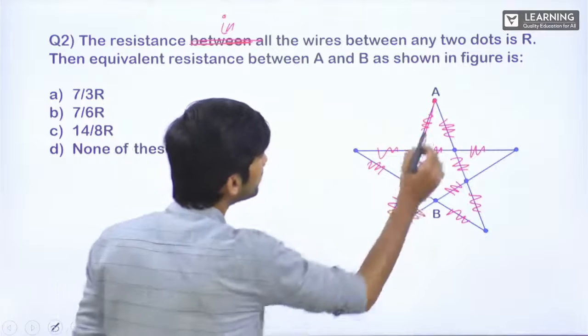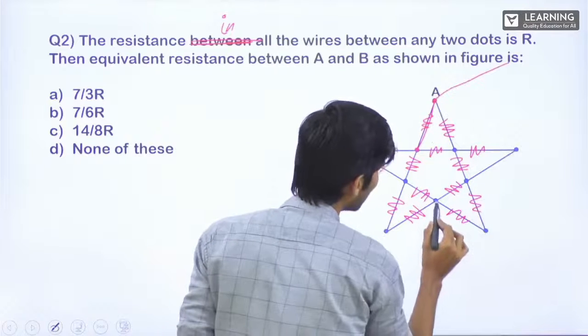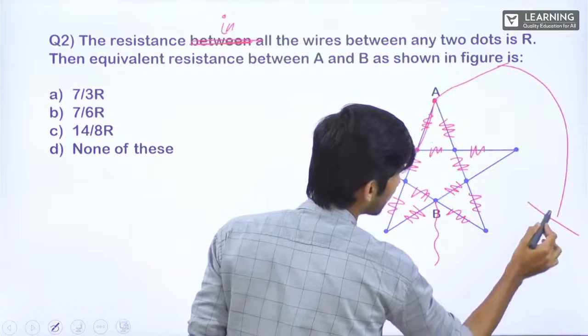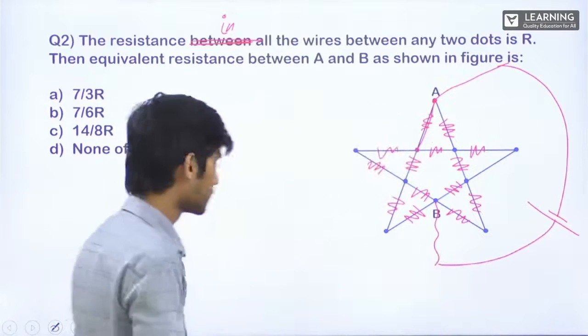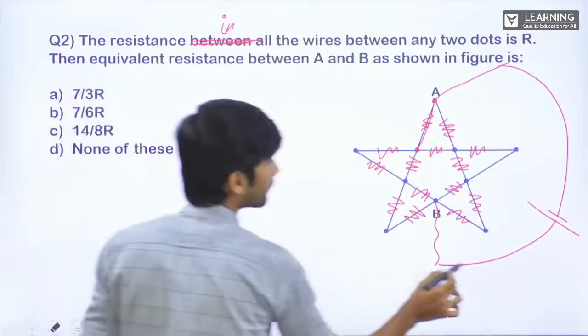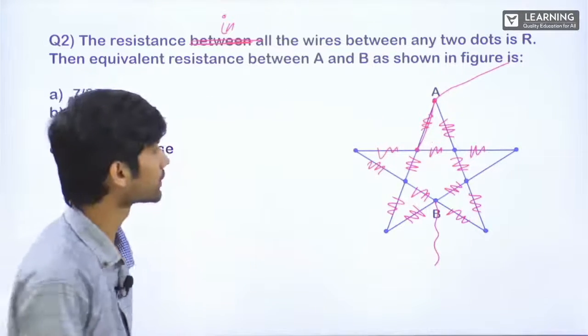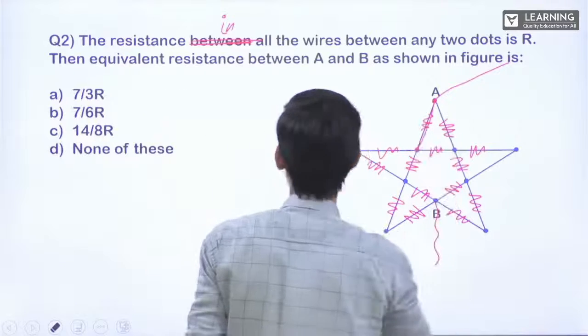Where is A? This is A. Where is B? This is B. Then here somewhere some battery will be connected. Alright, so now, let's forget about this. This is A, this is B. We have to find the equivalent resistance. How do we do this? See, this is R.